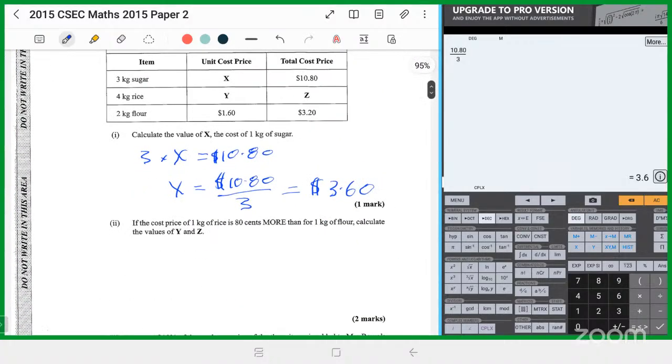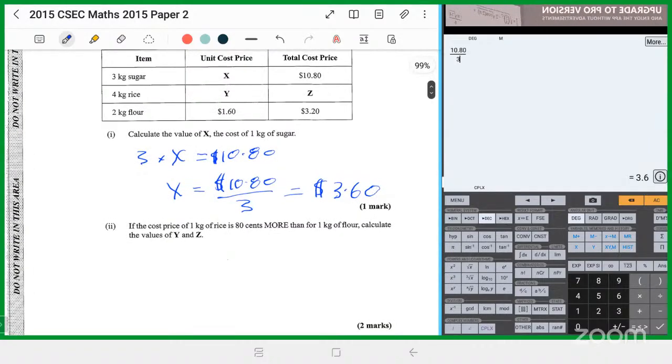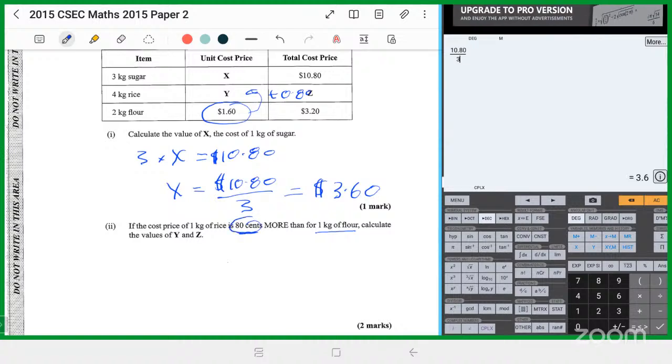The next part says, if the cost of 1 kilogram of rice, that's on the second line now, is 80 cents more than 1 kilogram of flour. So this price for flour here is 1.60. Now, this is 80 cents more. In other words, you have to add 80 cents. You have to realize 80 cents is $0.80 in dollars.